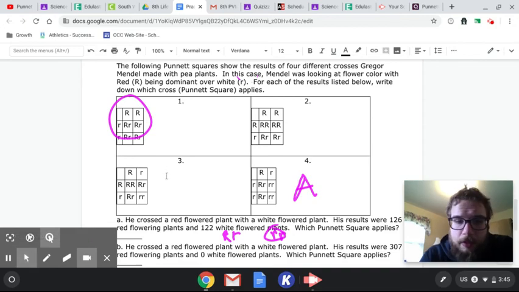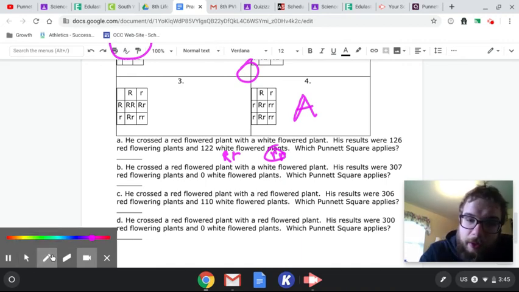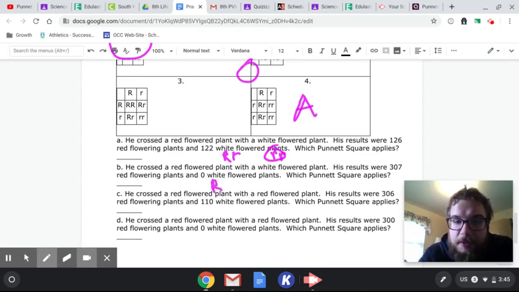Okay, let's go to letter B. Hopefully, there we go. My scroll's working. He crossed a red flowered plant with a white flowered plant. His results were 307 red and 0 white. Okay, that's just like we were talking about. So in order to be producing no white plants, okay, there's a white parent, but all of the offspring are turning out to be red.